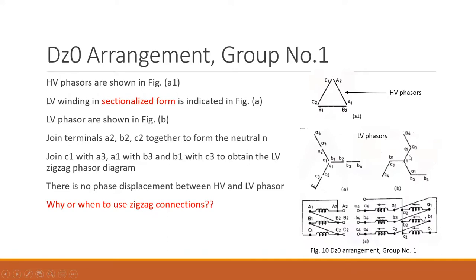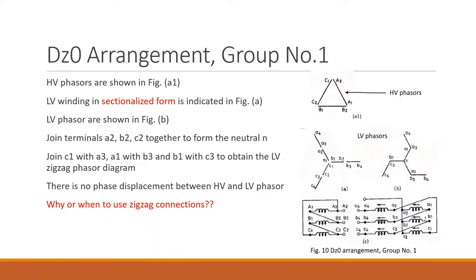And A1 and B3 are connected together. Where is A1? A1 is here. And where is B3? B3 is here. So A1 and B3 are connected together. And B1 and C3 will be connected together. B1 is here and C3 is here. So B1 and C3 are connected here in order to obtain the interstar connection.